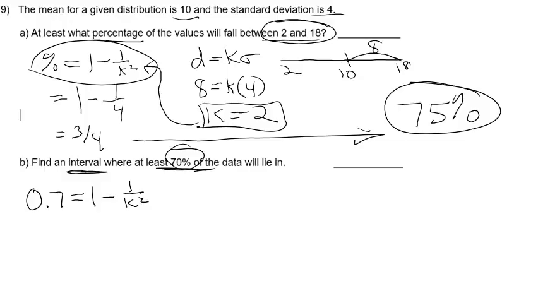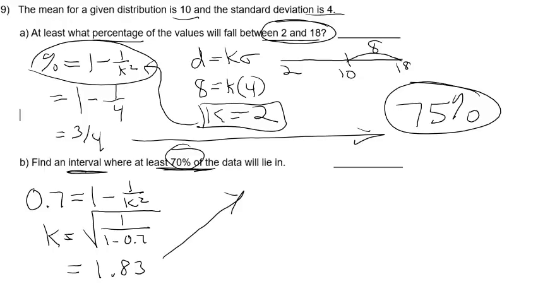Now, I'm going to let you do the algebra because this is not an 092 course. This is a Math 203 course. You need to understand how to solve basic equations. So I'm going to get right to the answer here. When you solve for K, you should get K is equal to the square root of 1 over 1 minus 0.7. So K is going to be about equal to 1.83.